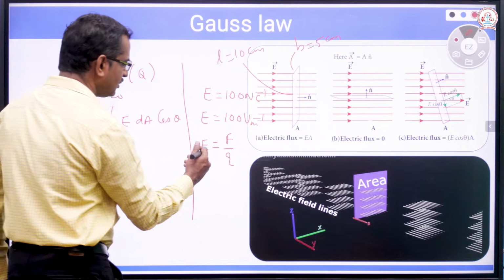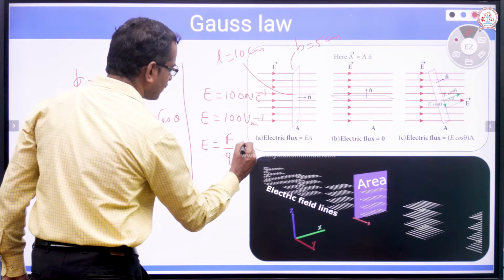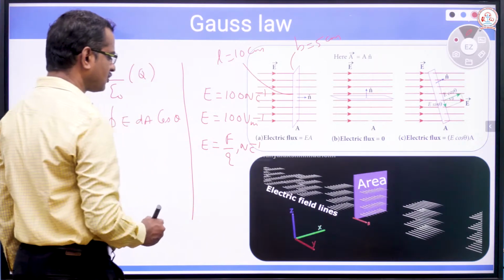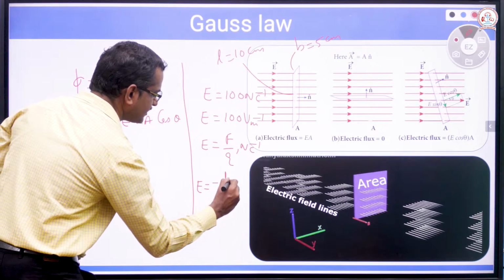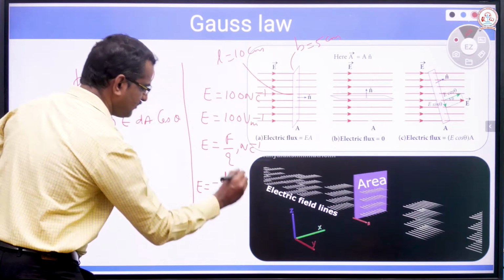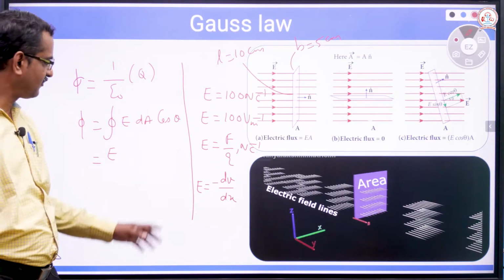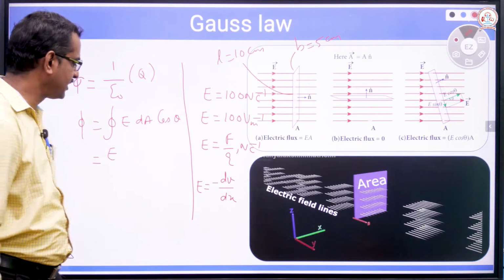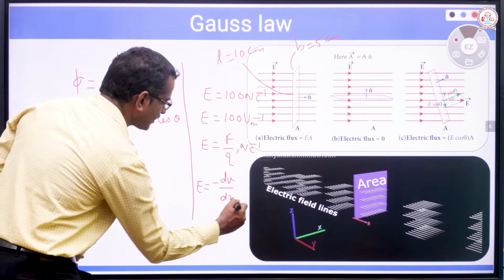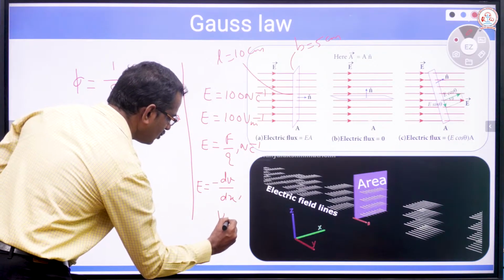From this we get the unit for electric field is Newton per coulomb. There is another equation: electric field equals minus dV by dx. Electric field is equal to the negative potential gradient. From this we get another unit for electric field, that is volt per meter.